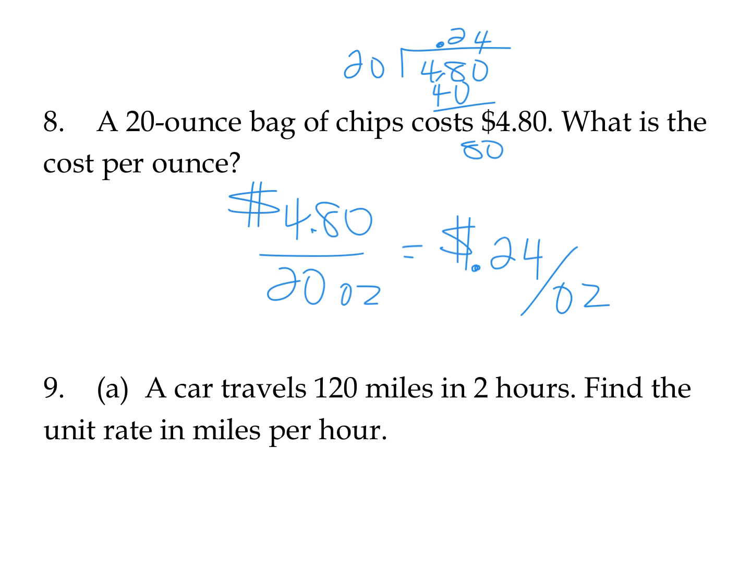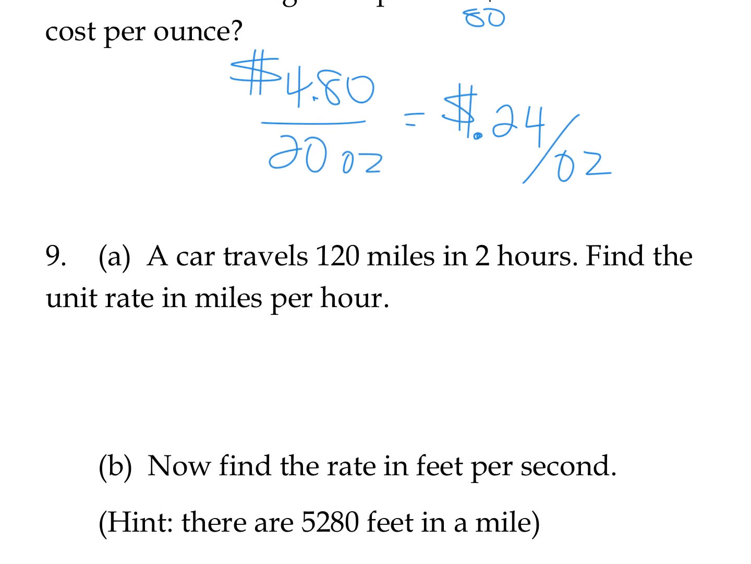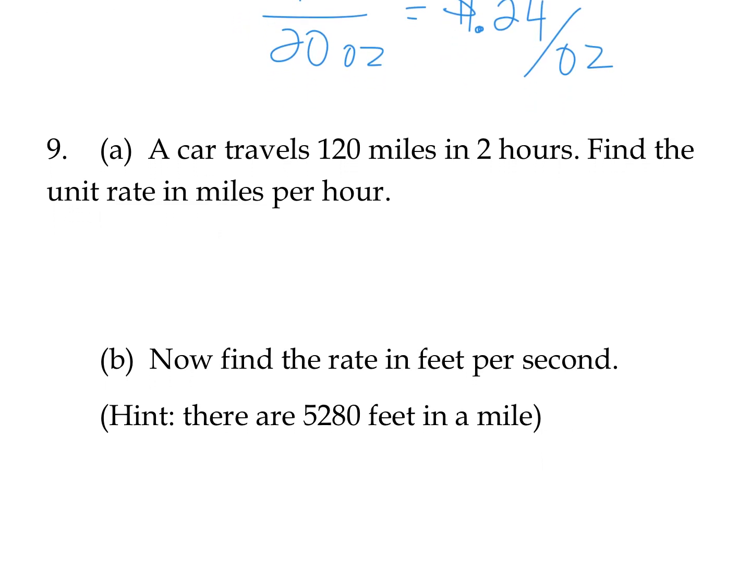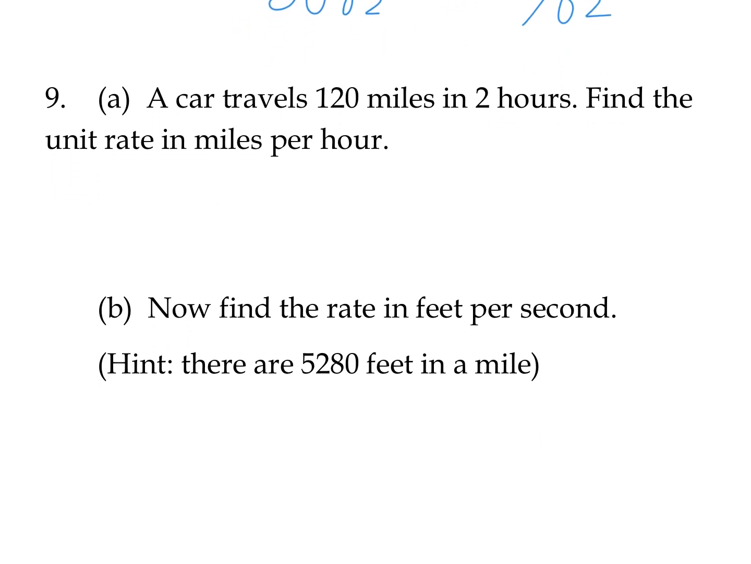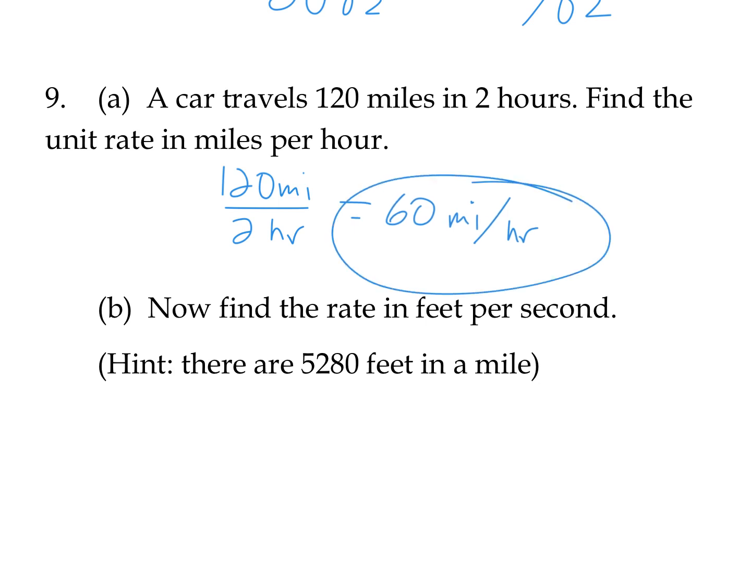We're going to see another example of a unit rate here. And speed is often used as a way for unit rates to come into play here. A car travels 120 miles in 2 hours. Find the unit rate in miles per hour. So again, miles per hour. 120 miles per 2 hours, right? That fraction line. So that would come out to 60 miles per hour. 60 miles per hour, that would be our unit rate.